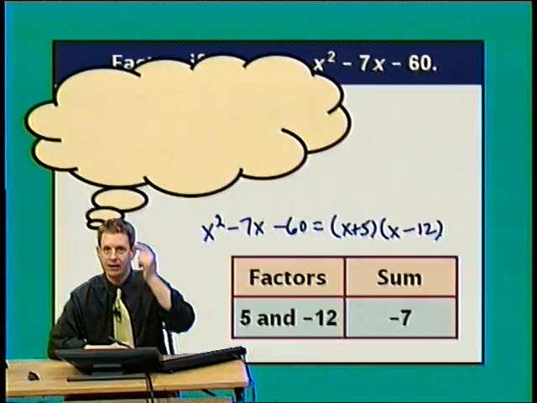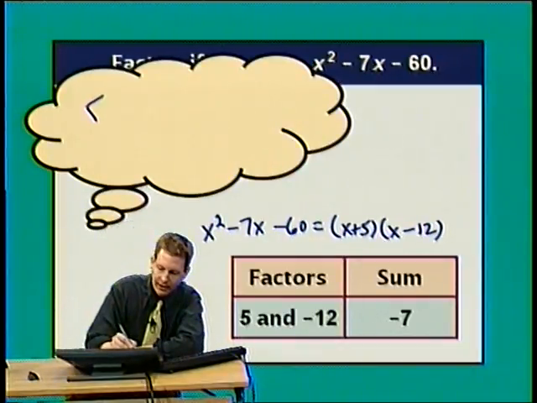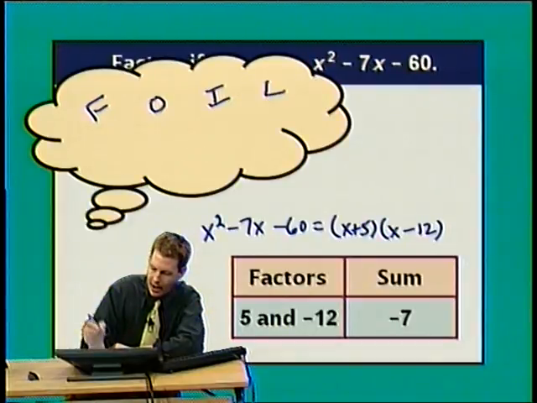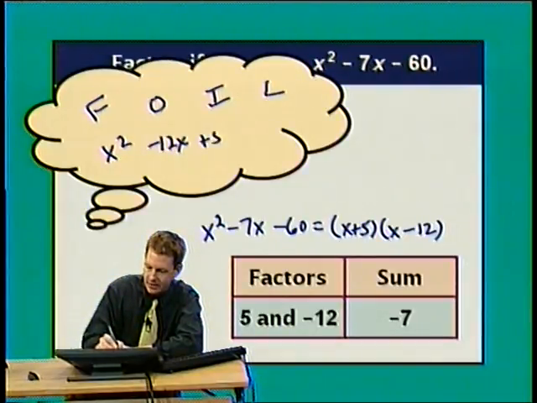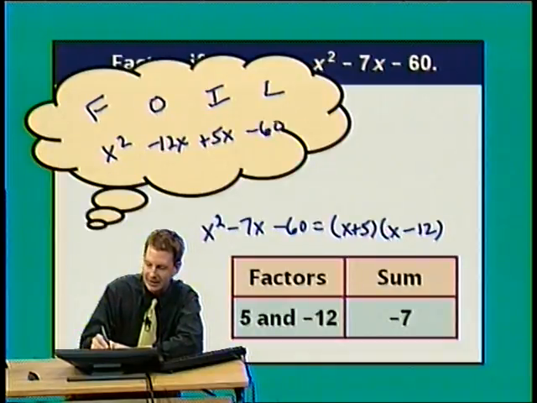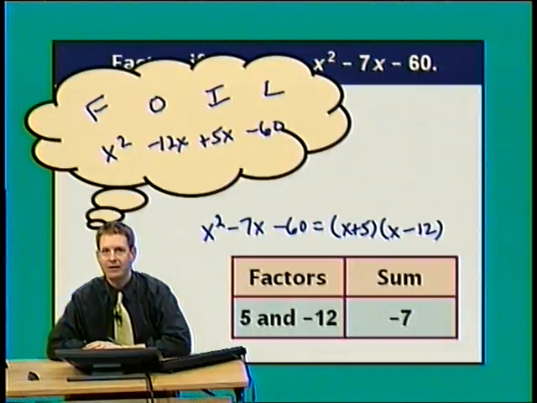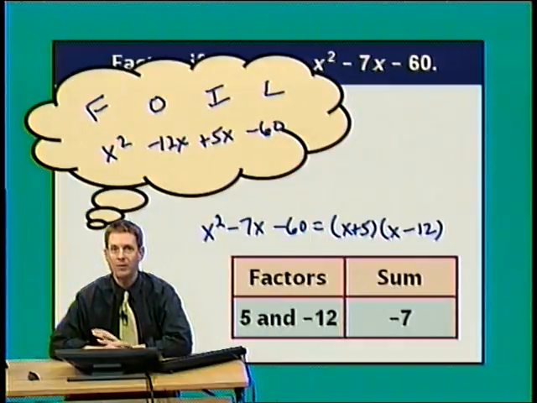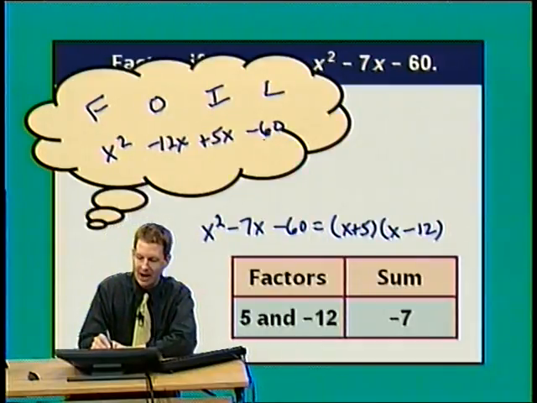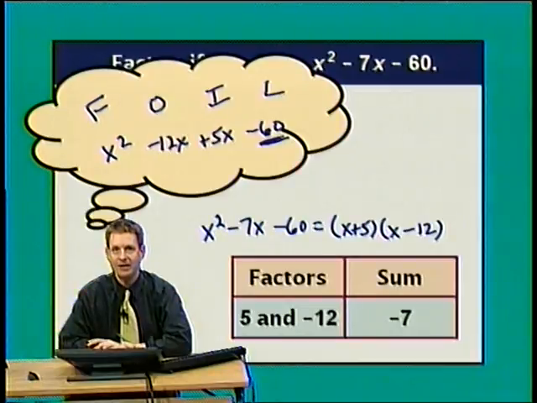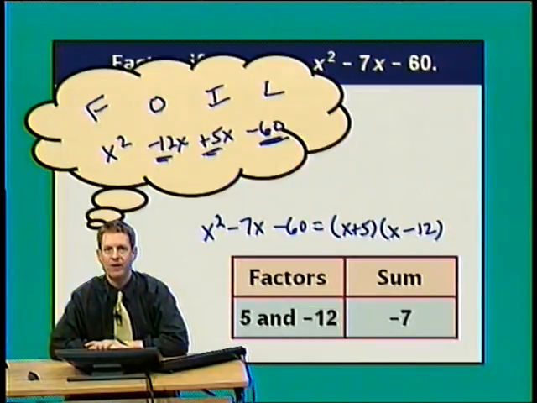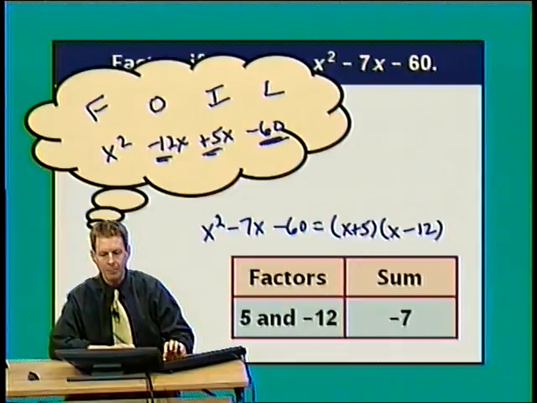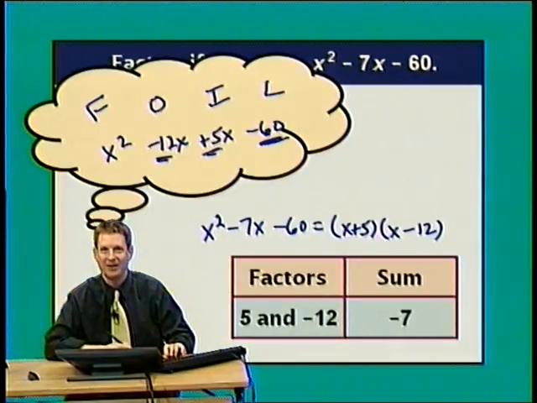Let's make sure we check, at least in the old noggin. FOIL: x squared minus 12x plus 5x minus 60. Something that's kind of nice about writing out this check is I can see why the process works. The 5 and the negative 12 multiplied to the negative 60. The minus 12 plus the 5 ended up being my coefficient on x. By the way, I did add the minus 12x plus 5x and saw that it was minus 7x.